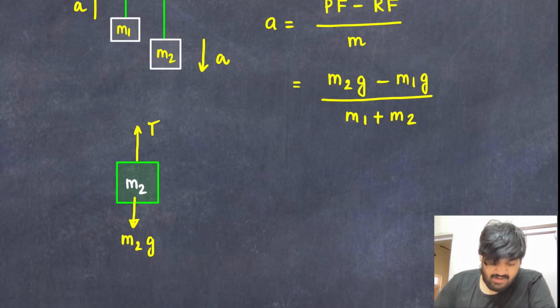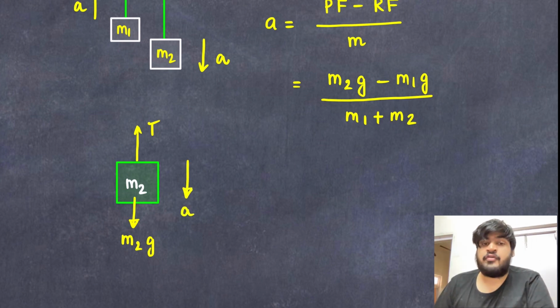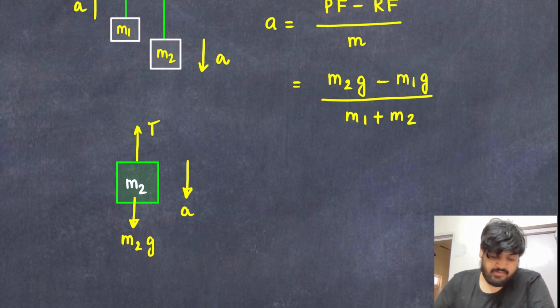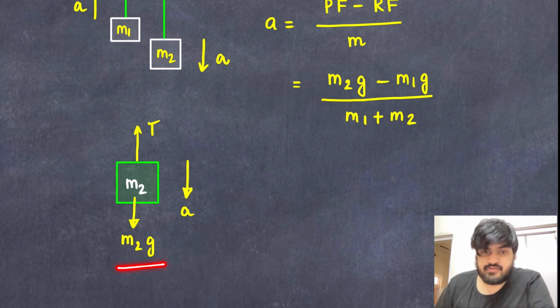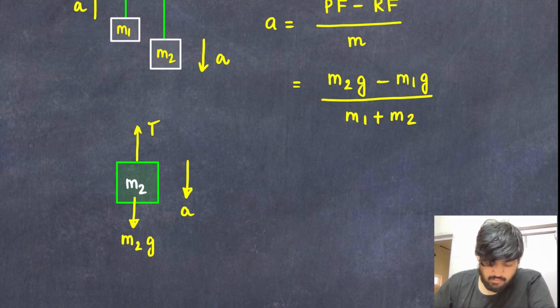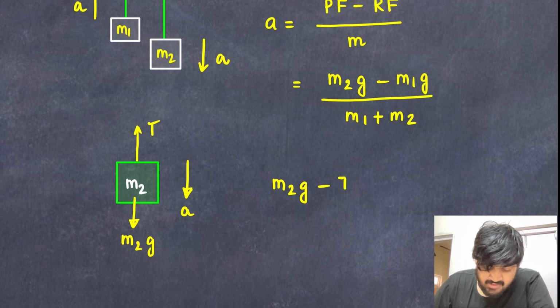Okay, so that means over here, on m2, downward is m2g and upward is tension. And where is the acceleration of m2 happening? Downward, a, right? So now we have to write the equation of motion. So see, if the acceleration is downward, which force will be greater? Obviously m2g will be greater, because only if the downward force is greater will it move downward, right? So that means over here the net force will be m2g minus T, right?